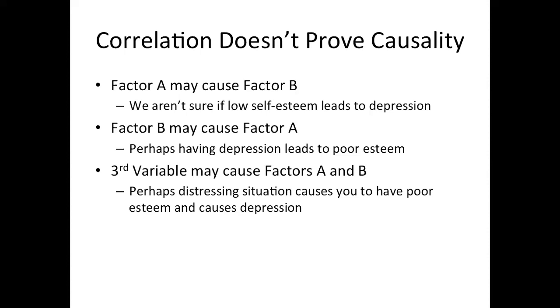So where does that leave us? Correlation allows us to predict pretty nicely, but we leave causal relationships to experiments. With an experiment, you can determine cause and effect. Now, I'll give you an example. Is it possible that low self-esteem could lead to depression? The answer is yes, of course. Is it possible that depression could lead to lower self-esteem? The answer is yes.